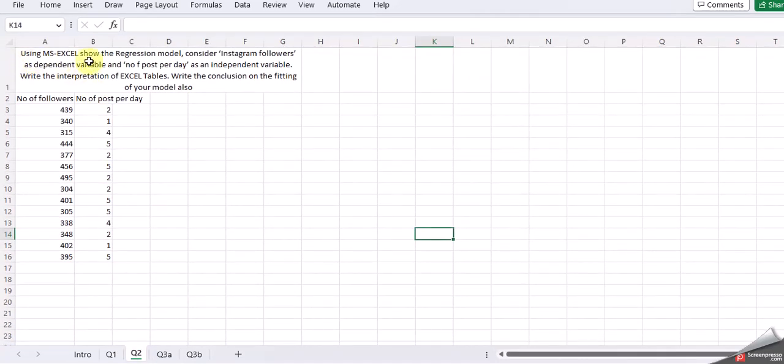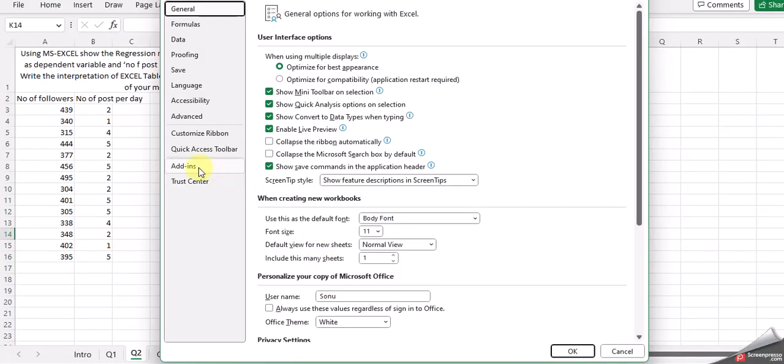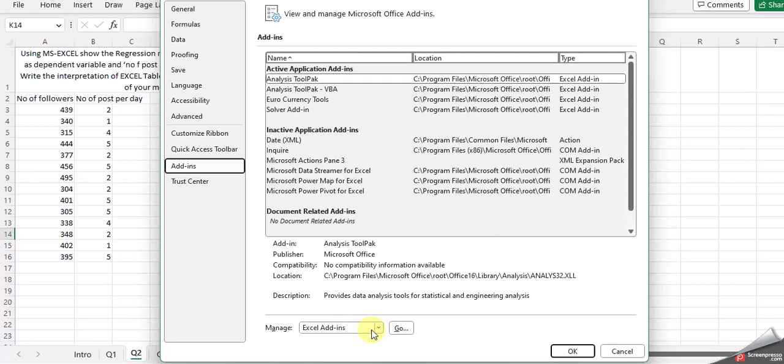Here it is asking, using MS Excel, show the regression model, considering Instagram followers as the dependent variable and number of posts per day as the independent variable. The independent variable goes on the x-axis and the dependent variable goes on the y-axis. Write an interpretation of the Excel table, and write a conclusion on the fitting of your model also. So here in Excel, we first go into options. In options, go to add-ins. You select the Excel add-ins. You might have quite different kinds of add-ins here.